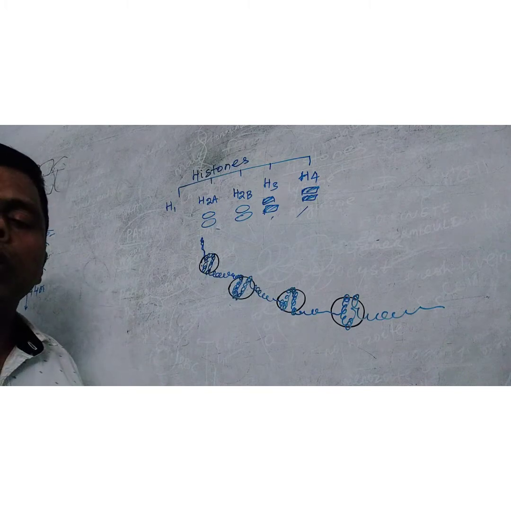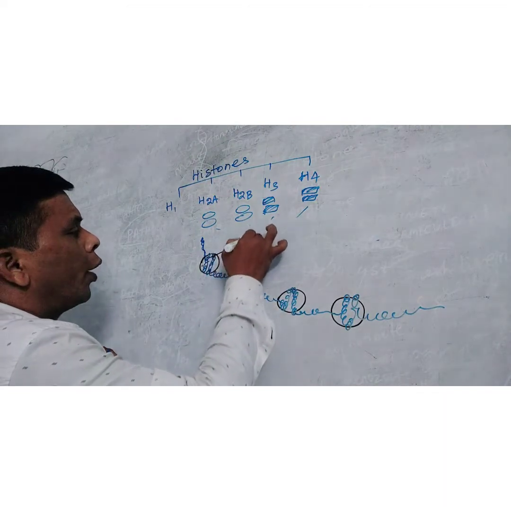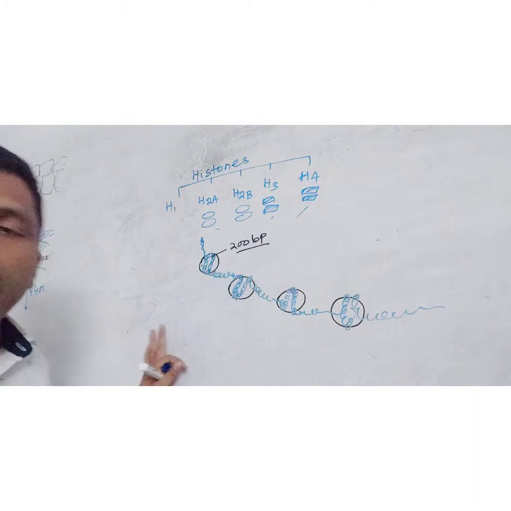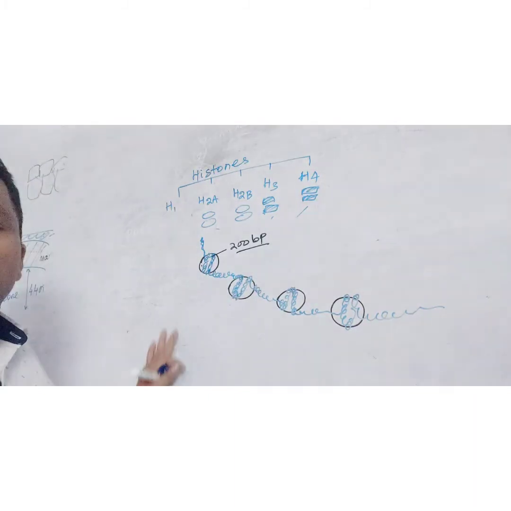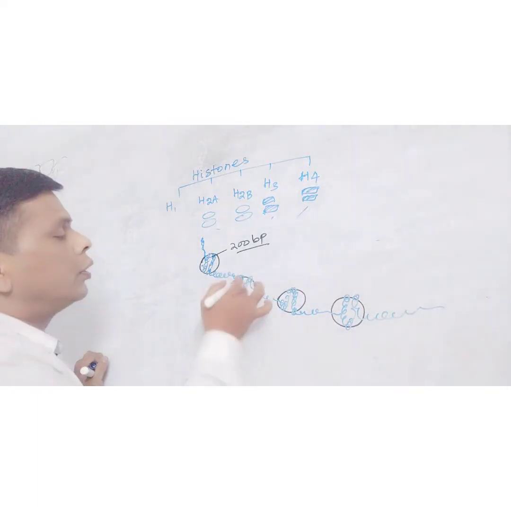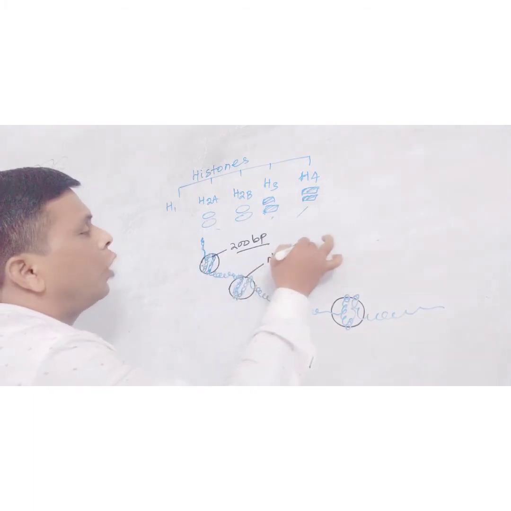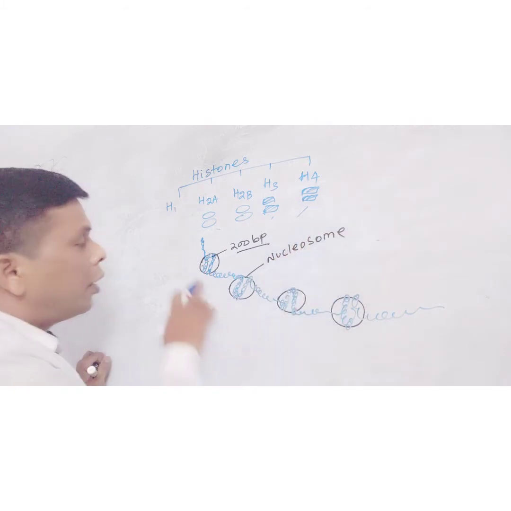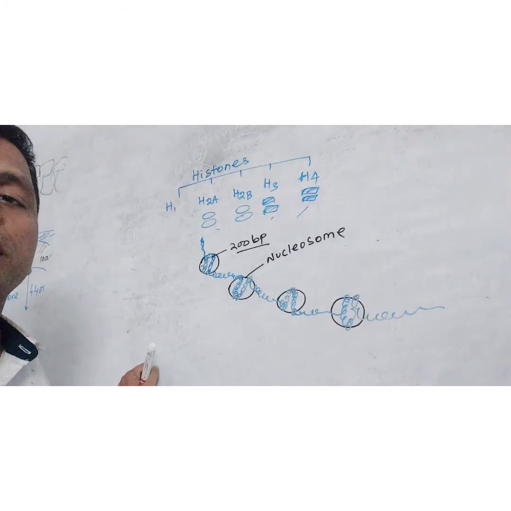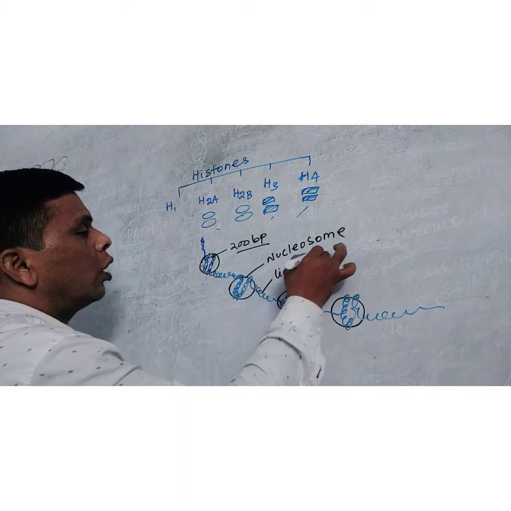Each octamer having the wrapped DNA consists of about 200 base pairs. Okay, 200 base pairs in each wrapping. The new structure developed due to the interaction of octamer and DNA is called a nucleosome. In between the nucleosomes, there is a linker DNA. This is linker DNA.